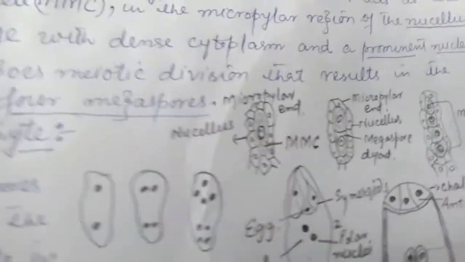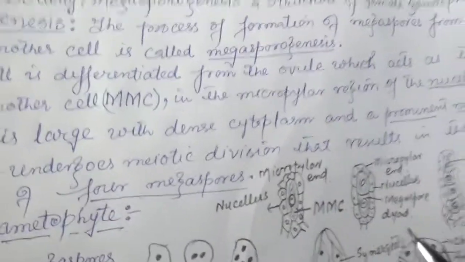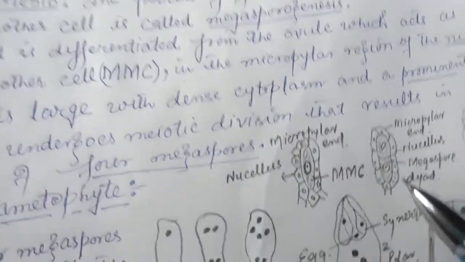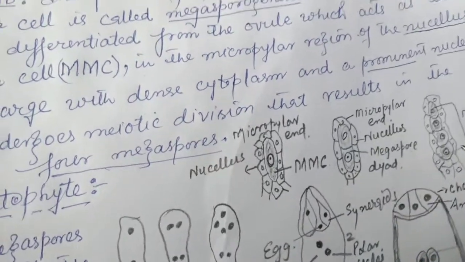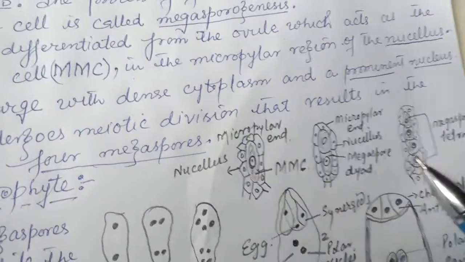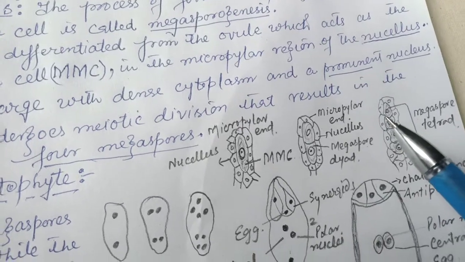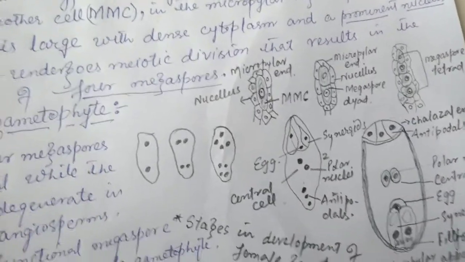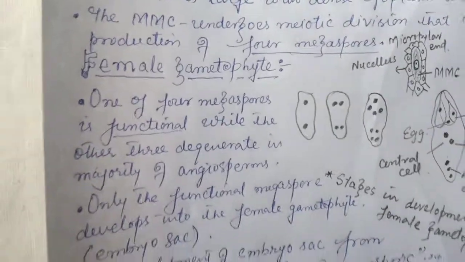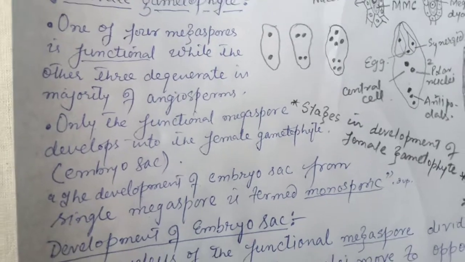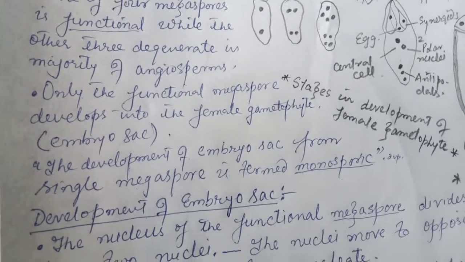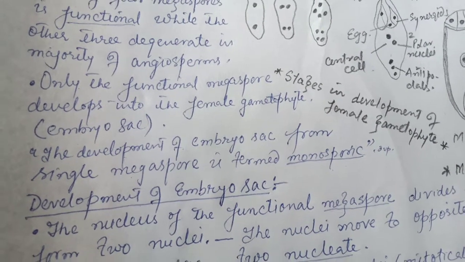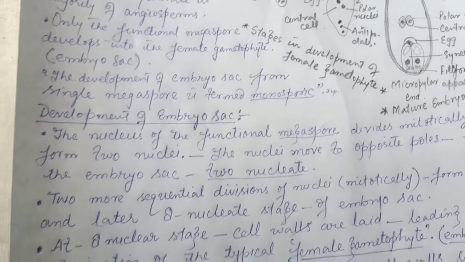This is the cell that gets differentiated as the megaspore mother cell, and then it divides into 2, followed by another division resulting in the formation of 4 megaspore cells. Out of these 4 cells, 3 degenerate and only one remains functional. The development of the embryo sac from a single megaspore is termed monosporic development.